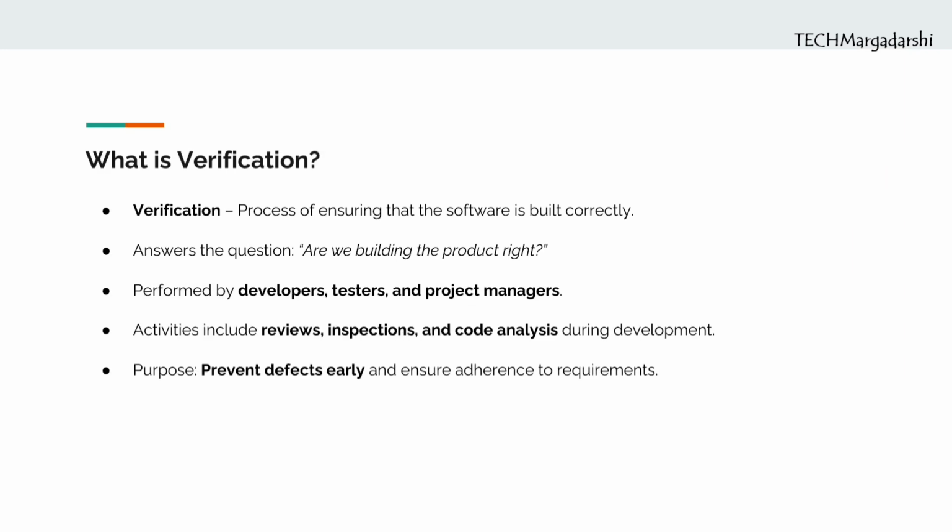What is verification in software testing? Verification is the process of ensuring that the software is built correctly. It answers the question, are we building the product right? And is performed by developers, testers, and project managers through reviews, inspections, and code analysis during the development phase. Its purpose is to prevent defects early and ensure adherence to requirements.